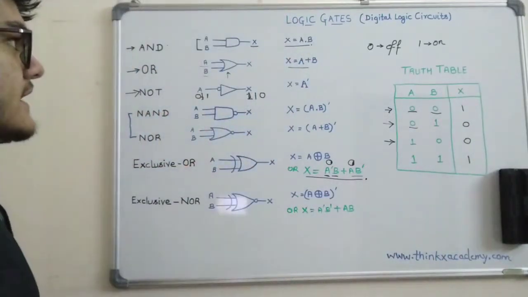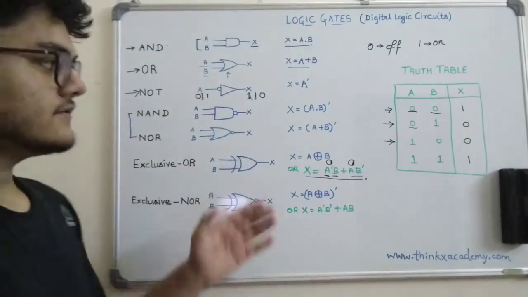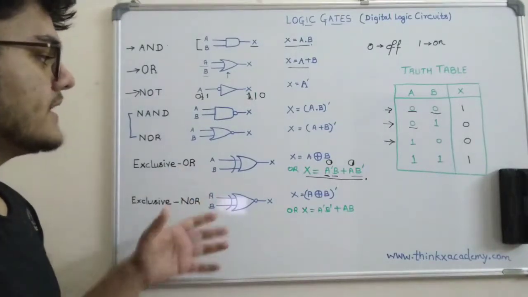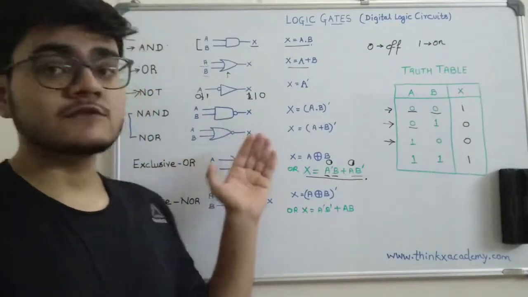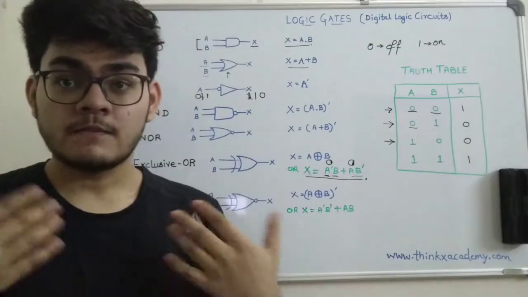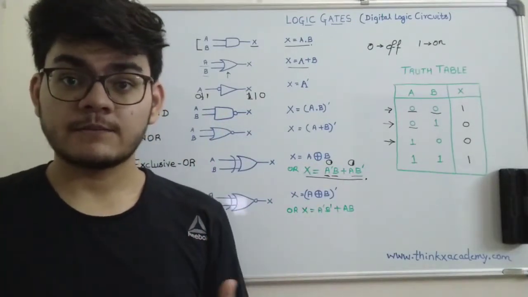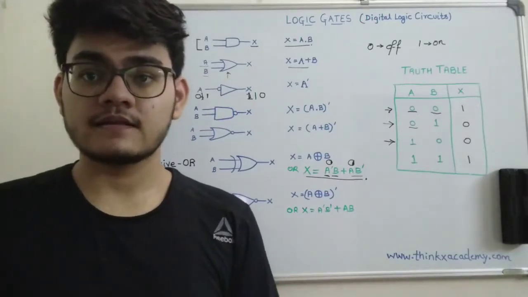So these are the logic gates that we have studied. In the next tutorial, we are going to study combinational circuits, which are basically used to combine these logic gates and perform some more complicated operations. So we will see that in the next tutorial.